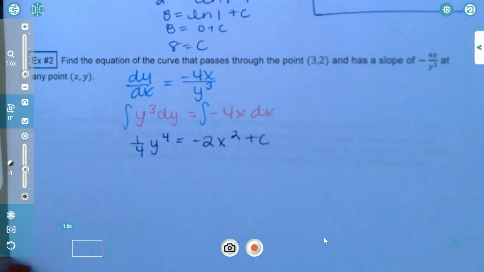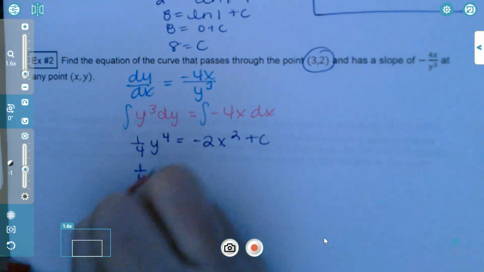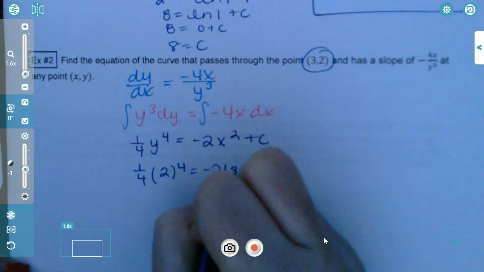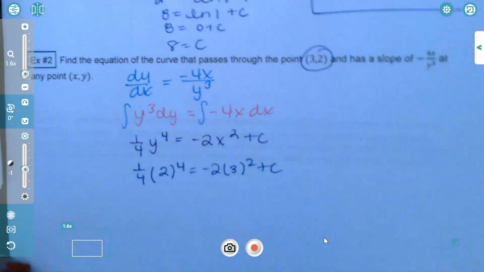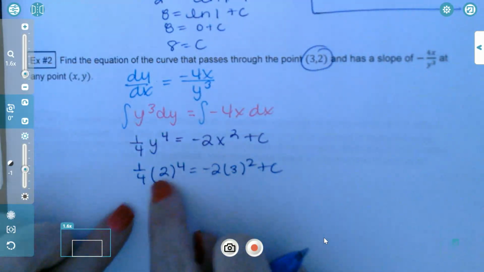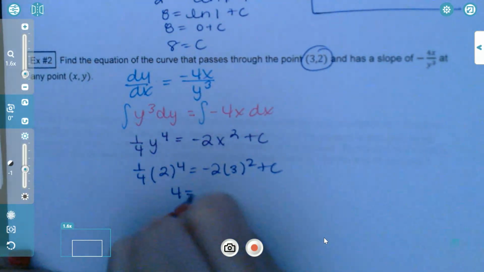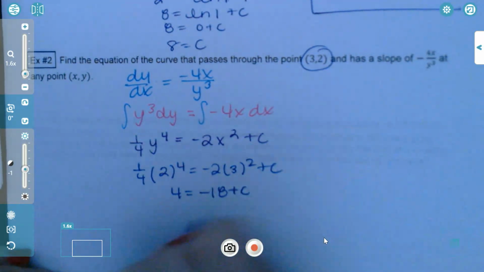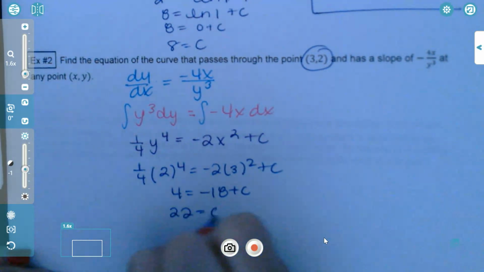And again, they gave us a condition. So we've got an x and a y. Plug those in and see what happens. 1/4, our y value will be 2 to the fourth, equals negative 2 times 3 squared plus c. And we're solving for c. So 2 to the fourth is going to be 16. A fourth of 16 is 4. 3 squared is 9. 9 times negative 2 is negative 18 plus c. So ultimately our c is 22.